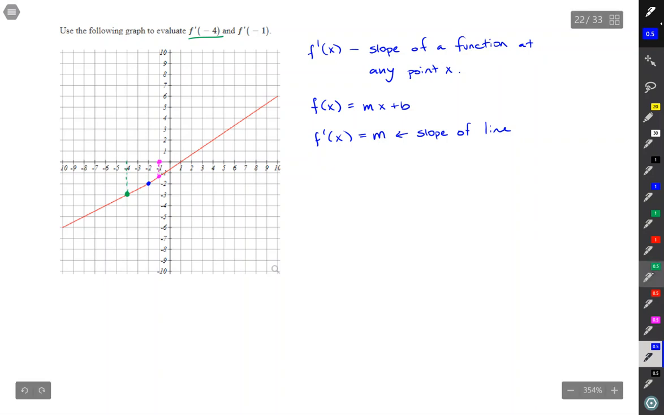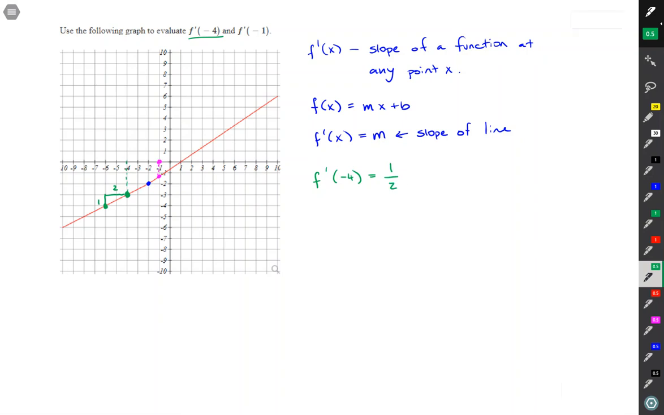So starting with -4. So this is a point that's on the line. If I just find another point that's definitely on that line, like right there, I can find the slope between these 2 points. Like for instance, to get from this point to this point, I would go up 1 and over 2. So f prime of -4, its slope is going to be a rise of 1 and a run of 2. So the derivative is going to be 1/2 there. The slope of the line is the derivative of the line.